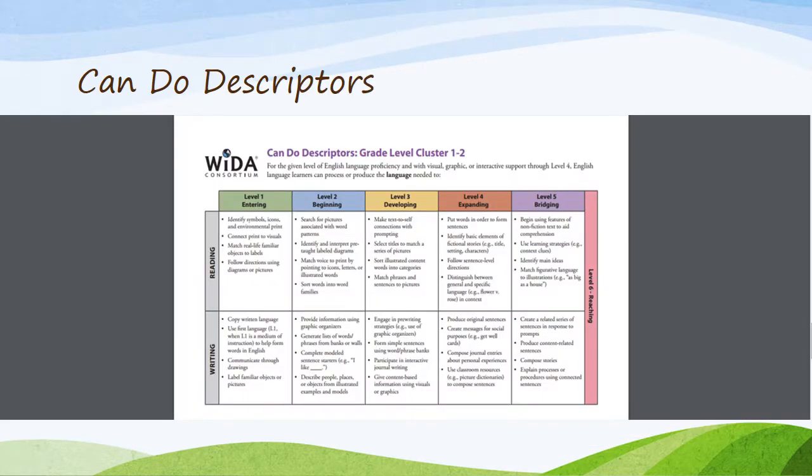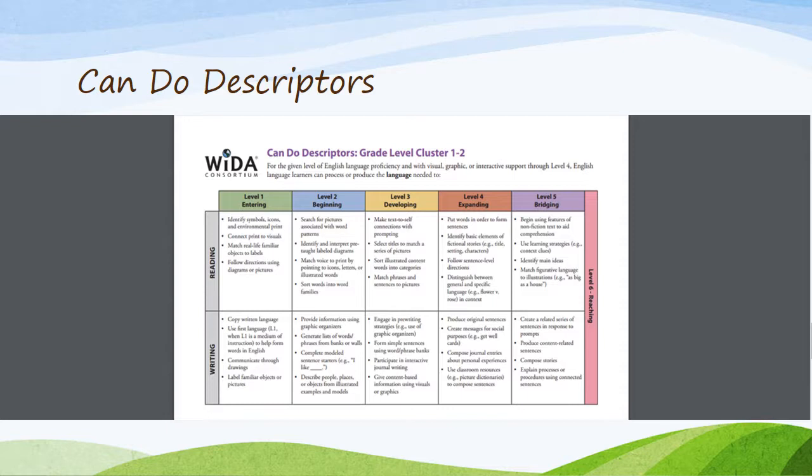In front of you, you have your packet of can-do descriptors with grade level clusters 1 to 2 and 3 to 5. These can-do descriptors outline what you can expect from your ESL student at level 1 through level 5. Specifically today, we're focusing on level 1 for our newcomer ELL students. I want you to really look closely at your reading and your writing level 1 can-do descriptors.